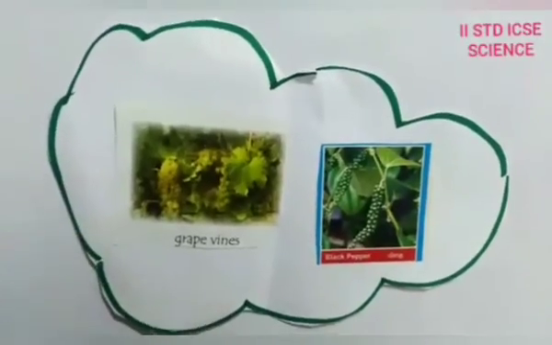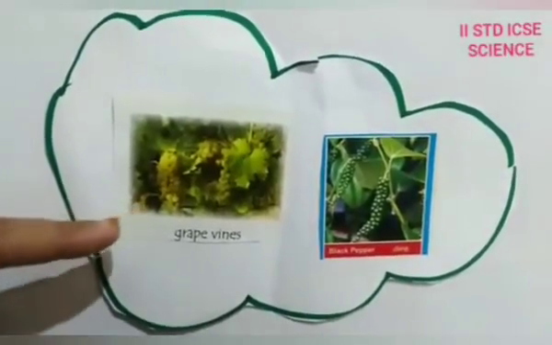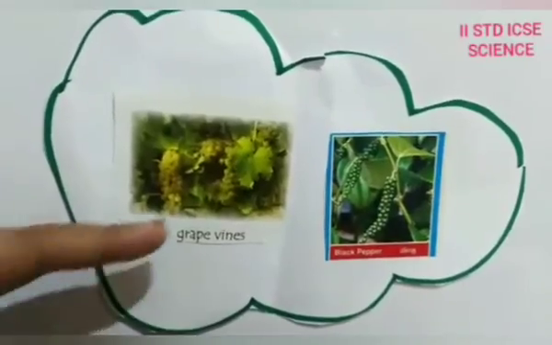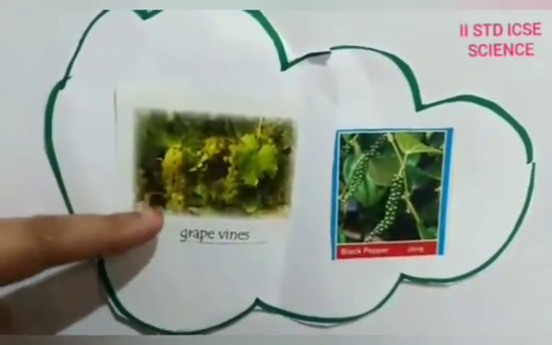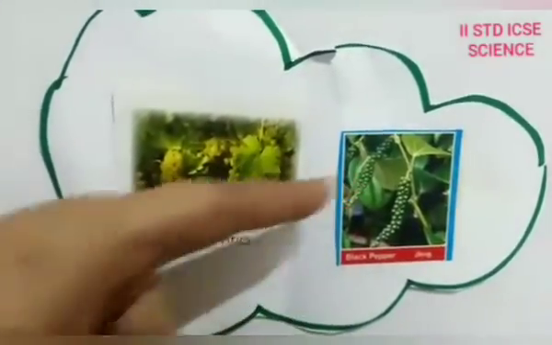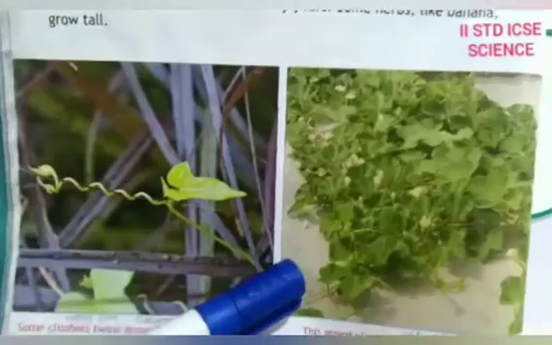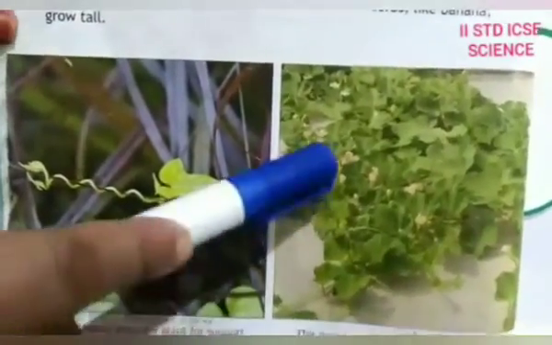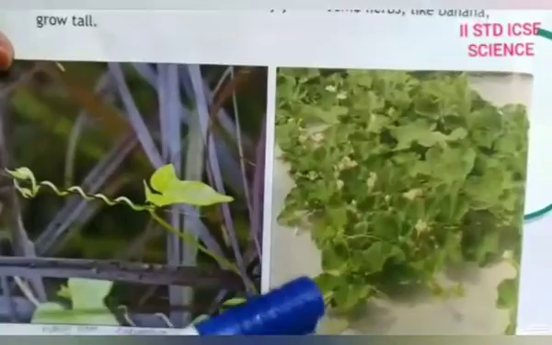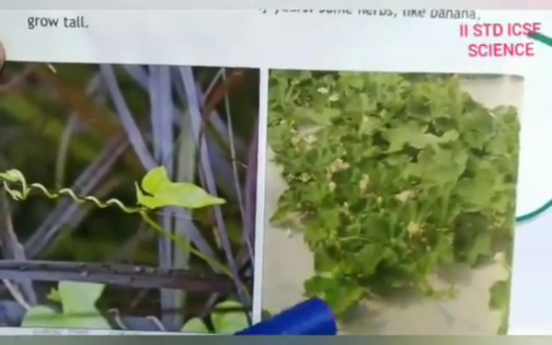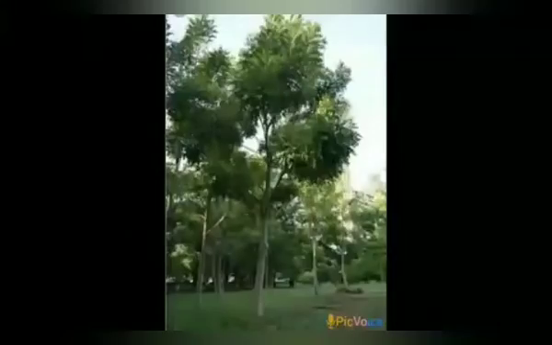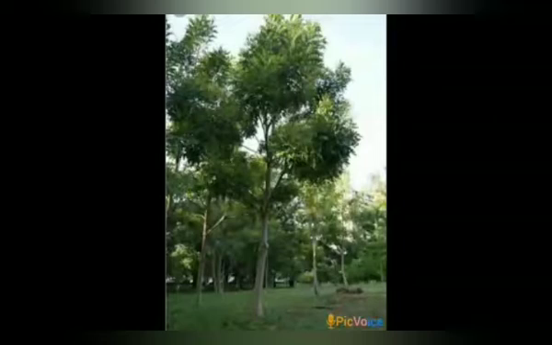Next one, climbers. Climbers are plants that have weak stems, so they need support to grow. See here, grape vines and pepper. They need a support to grow. Creepers. These plants also have weak stems. They grow along the ground. These are called creepers. Let's learn in detail.